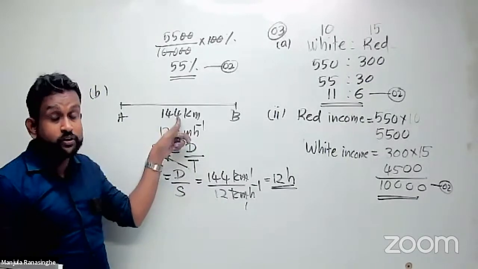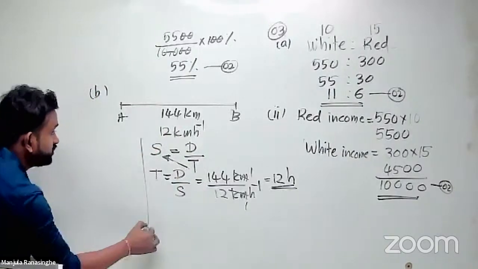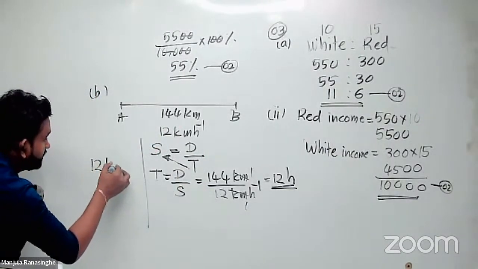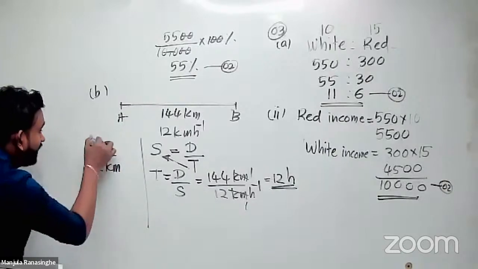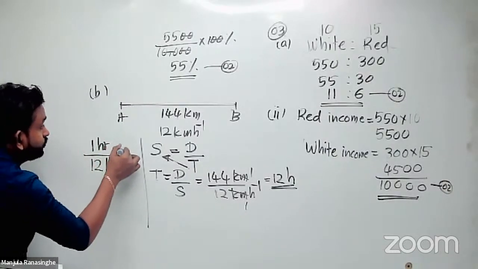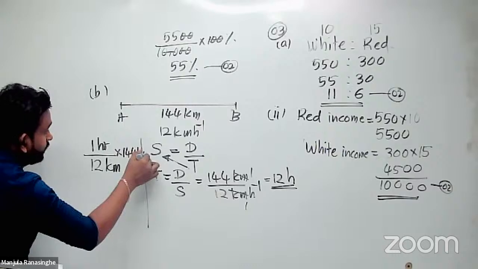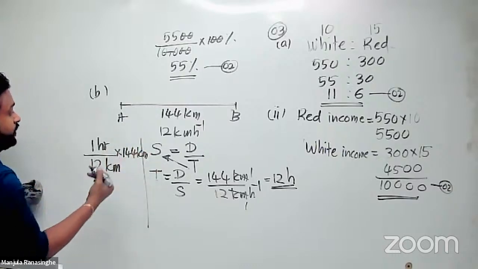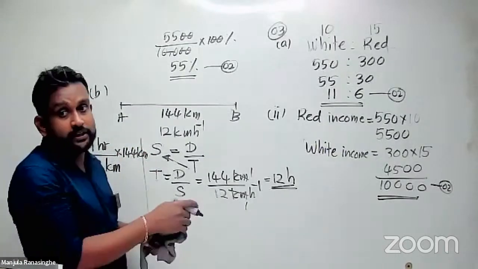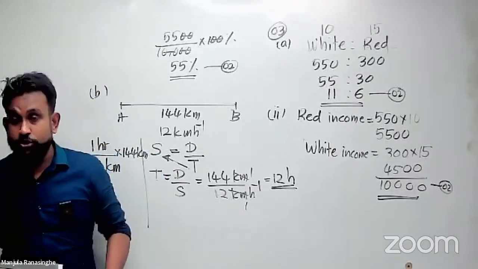Then 144 kilometers, how much? As per the definition, to travel 12 kilometers it takes 1 hour, right? Then to travel 144 kilometers, how much? Then you can simplify. 12 hours. Okay, right. 2 marks for that question.